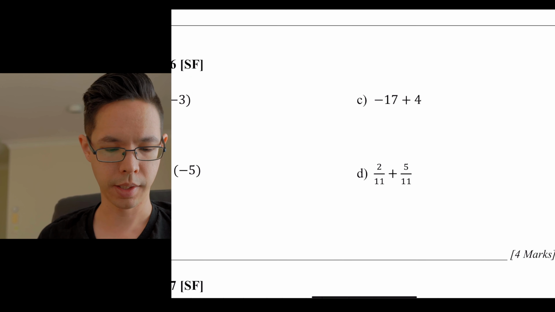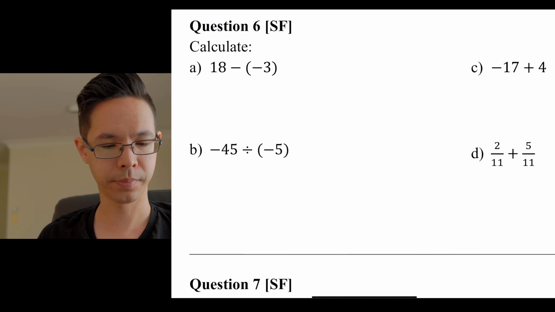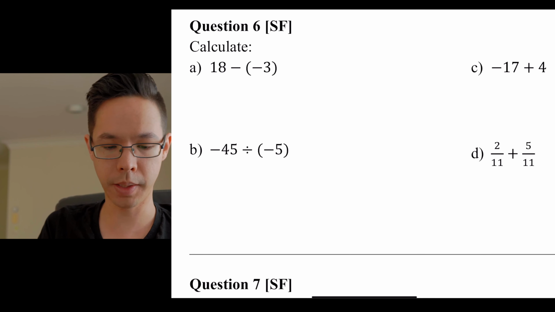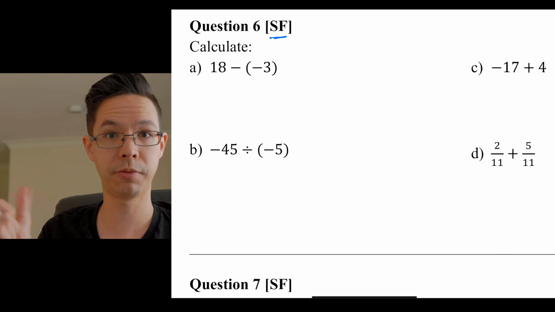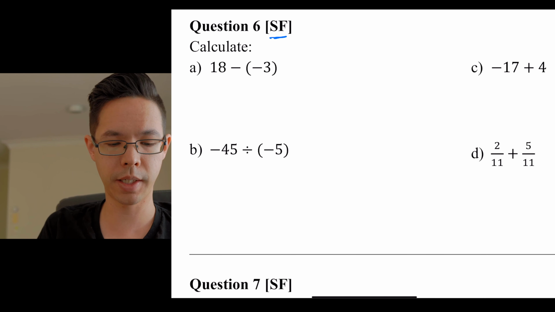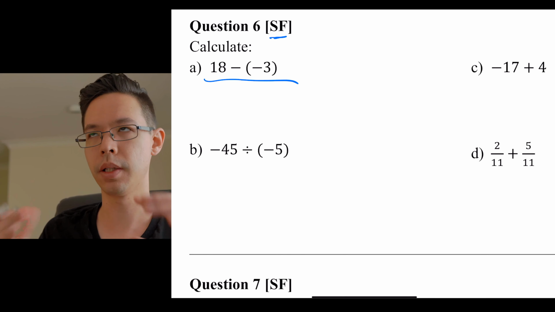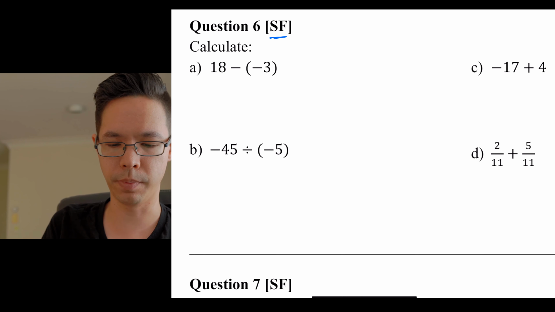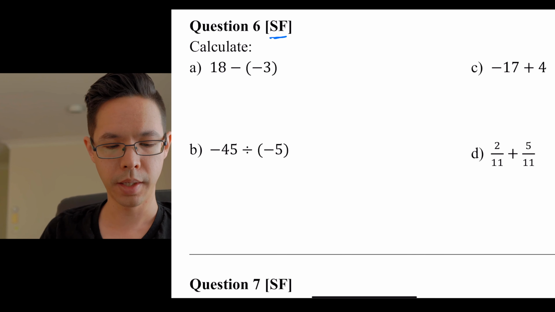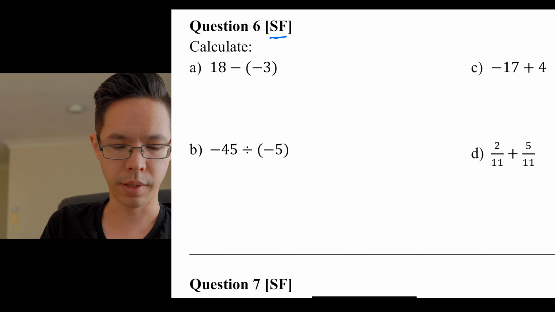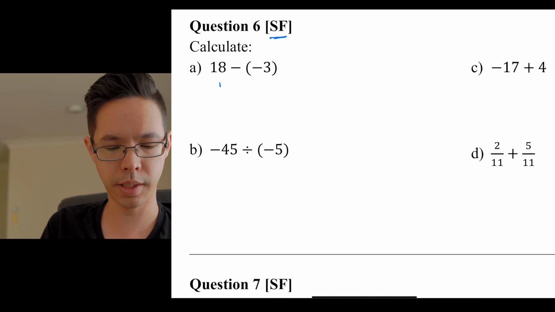Scrolling on, we got some steam here. Question 6, simple familiar. So again, these ones should be very straightforward to solve. They're already presented in number format, so you don't have to do any text to mathematics conversions. Here, 18 take away -3.